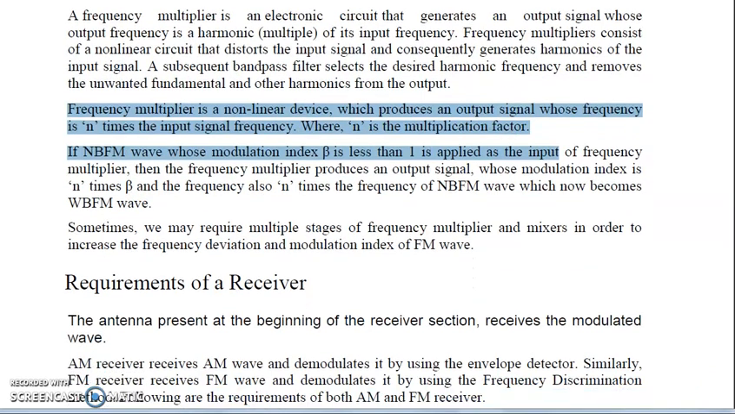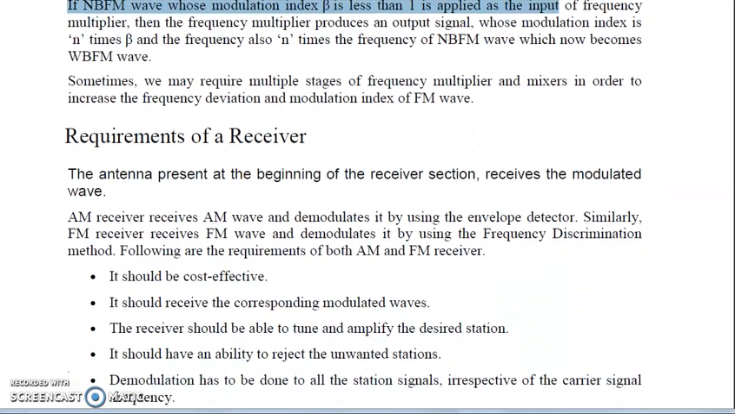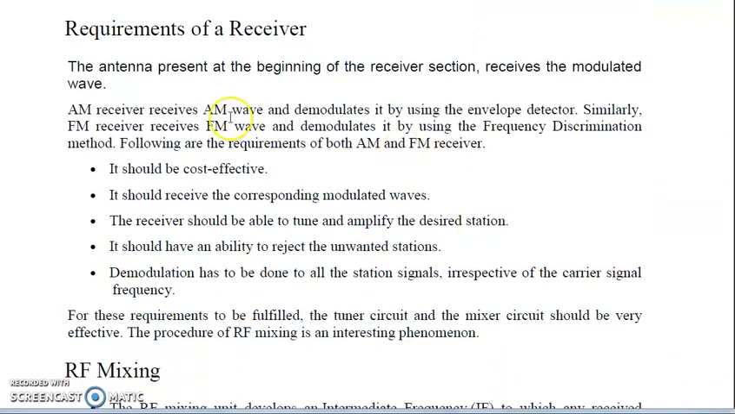Let us understand what a receiver is. What are the requirements of the receiver? So, from the antenna, the modulated waves start traveling in the air, in space, or via the channel also. So, when we say broadcasting, it means an antenna is required. At the end of the transmitter there is a need of antenna, and at the first stage of the receiver there is a need of antenna. So the antenna present at the beginning of the receiver section receives the modulated wave.